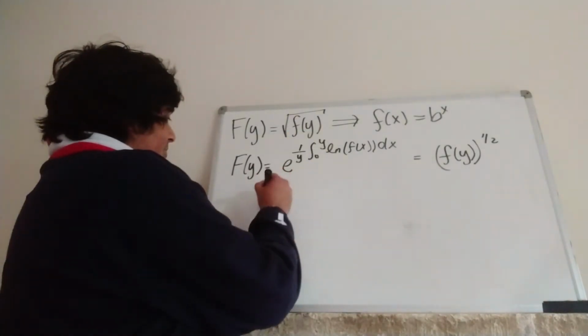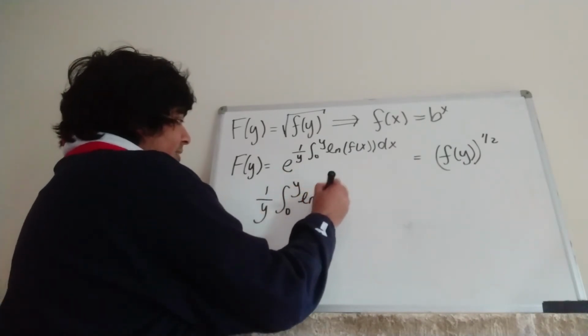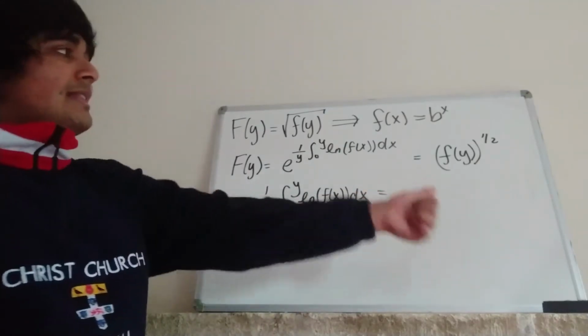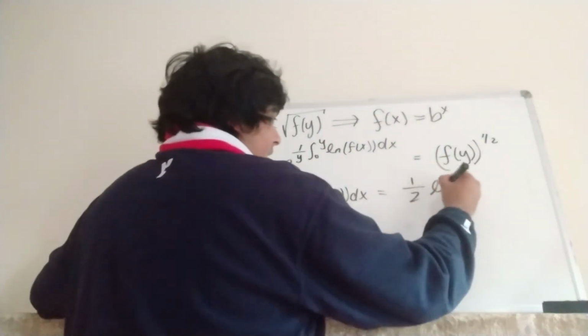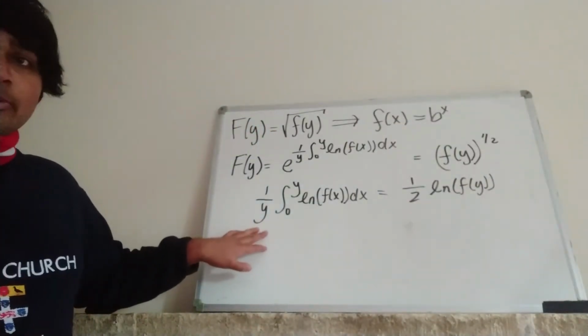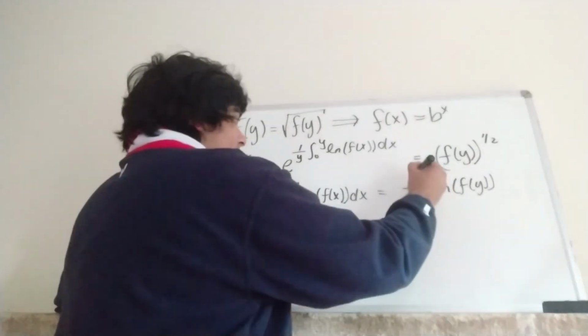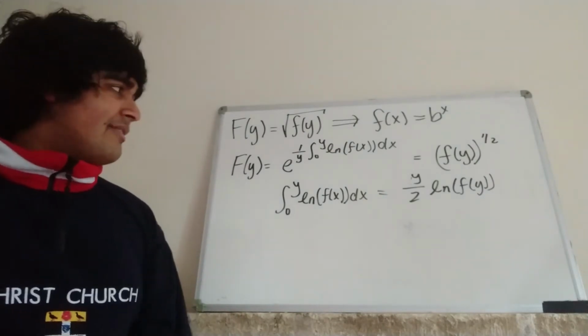So this thing here just becomes 1 over y times the integral from 0 to y of ln of f of x dx. And this side here, when we take the natural logarithm, we can bring the half to the front. So it's just a half ln of f of y, like so. And we're just going to multiply both sides by y to get rid of this thing here and pop it over here. So we have this integral here equals y over 2 times the natural log of f of y.